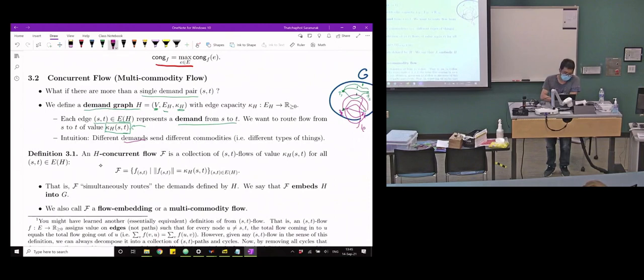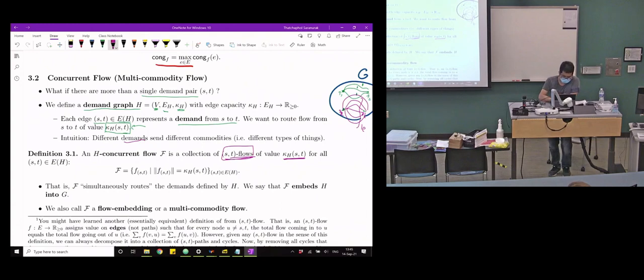And now I can define the concurrent flow. We say that an H concurrent flow, script F here, is a collection of ST flows that you like, such that each of these ST flows has total value satisfying the demand of that pair. Okay.